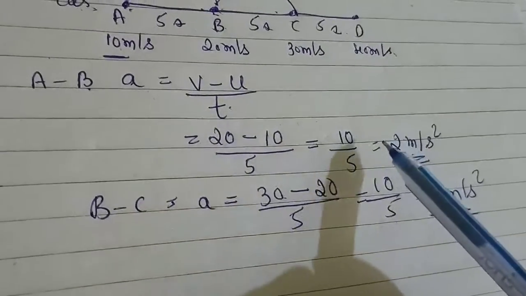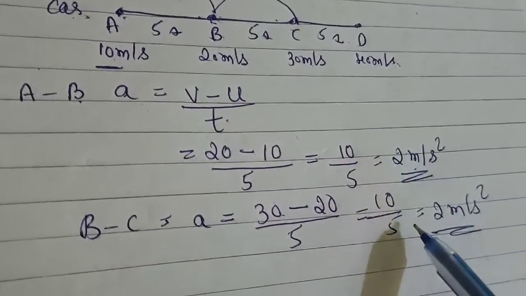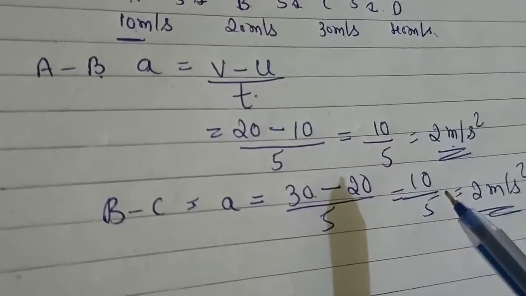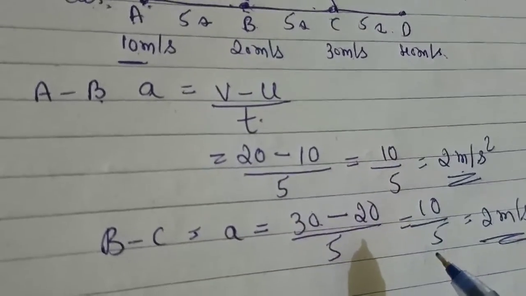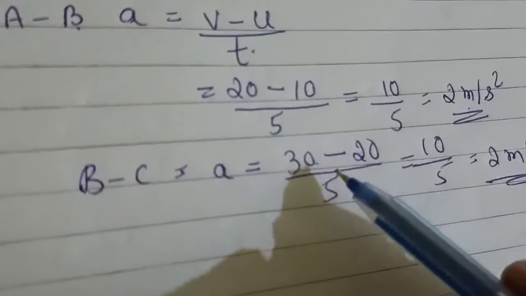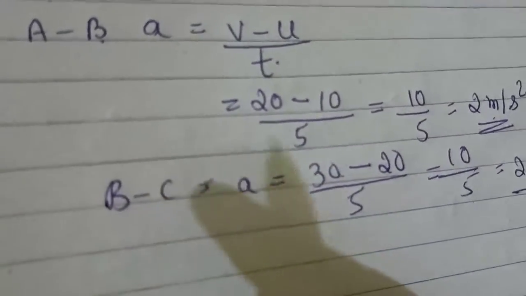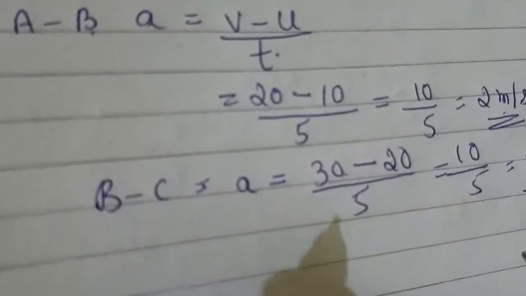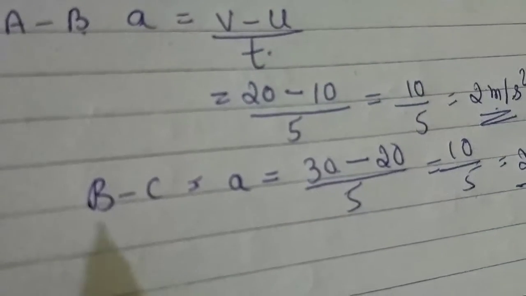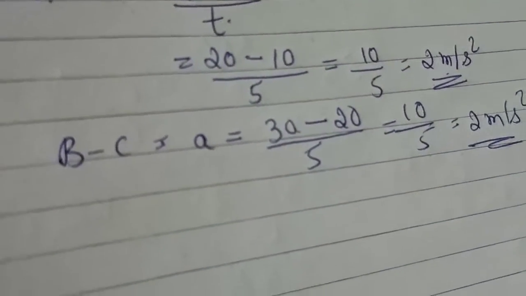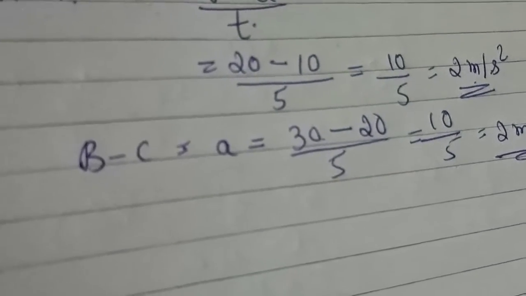So in both the cases you have got the acceleration 2 meter per second square, isn't it? Through this example you can make out that throughout the journey the velocity changes at a uniform rate. It is not changing in unequal amounts, but it changes in equal amounts. So it goes on increasing but in equal amounts.